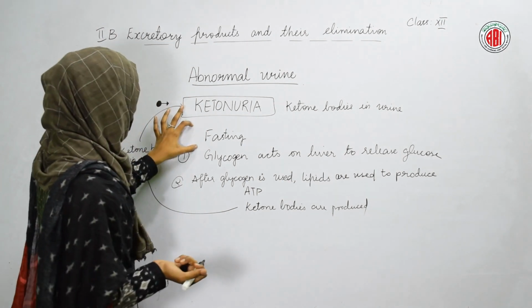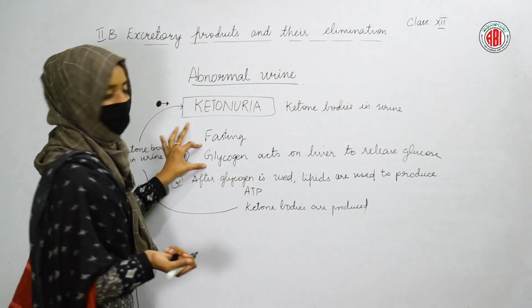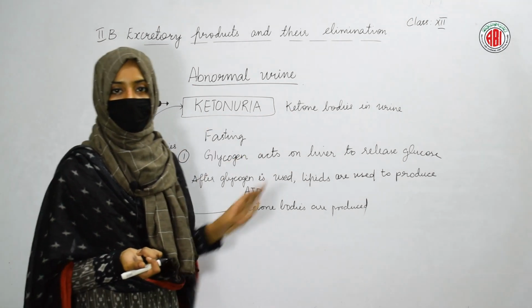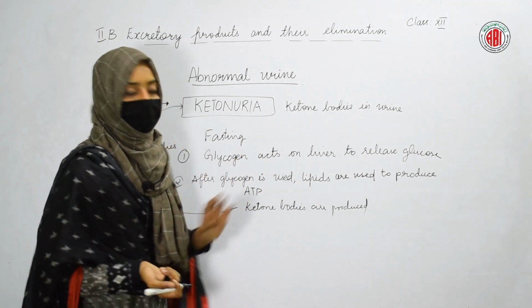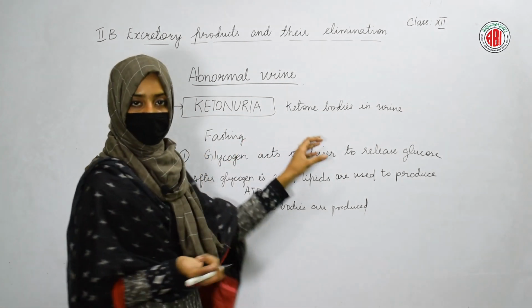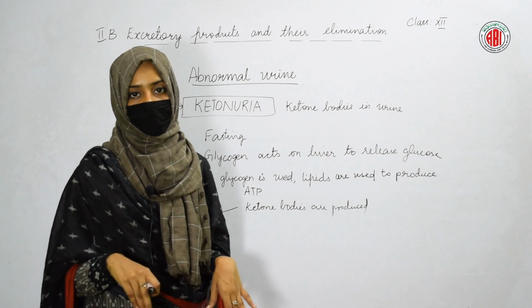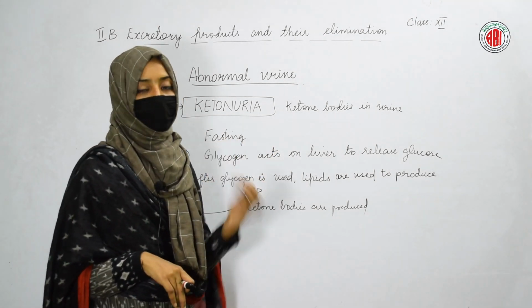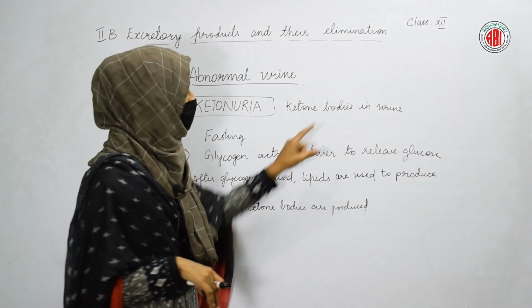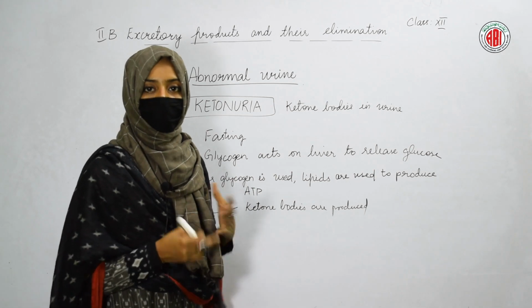During fasting, we can get the glucose from a substance called glycogen. Glycogen is a substance that is formed and stored in our liver. If there is no glucose present in our body, then this glycogen acts on the liver and stimulates it to release the glucose. Then this glucose can be used up by our body to do different tasks.